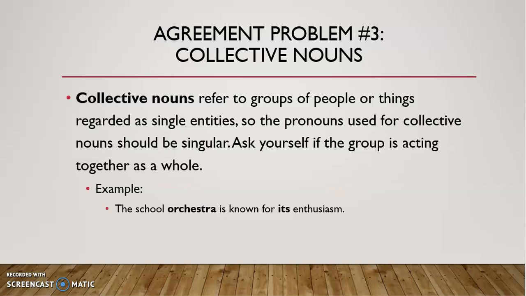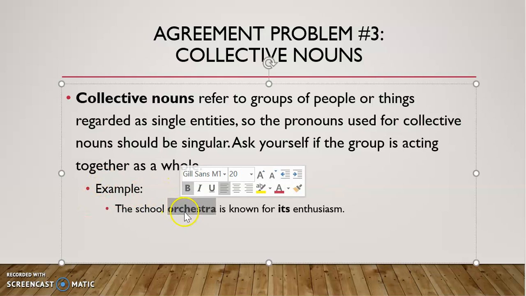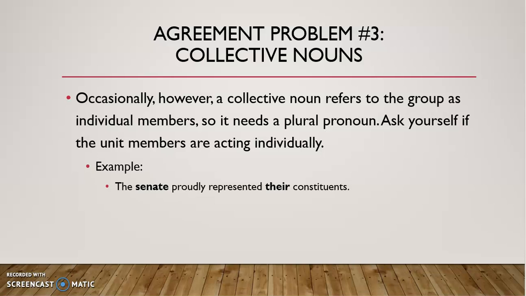Talking about agreement problem number 3 brings into question collective nouns. Collective nouns refer to groups of people or things regarded as single entities. So the pronouns used for collective nouns should also be singular. Ask yourself if the group is acting together as a whole. Example: the school orchestra is known for its enthusiasm. While the orchestra is made up of lots of people, it is acting as one whole group. Therefore, you use its as the singular pronoun.